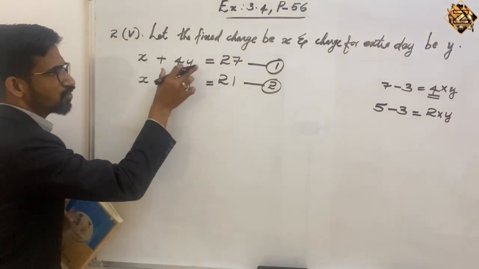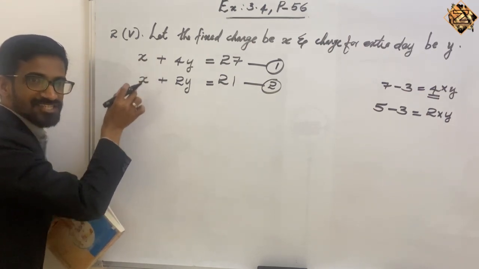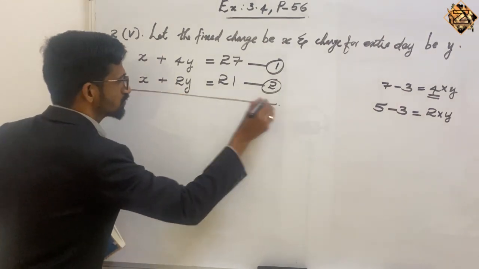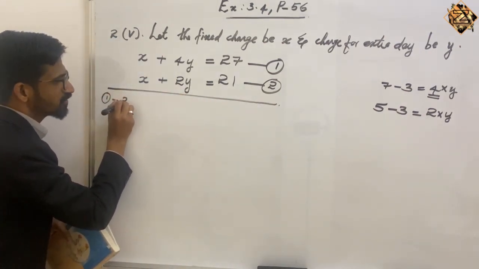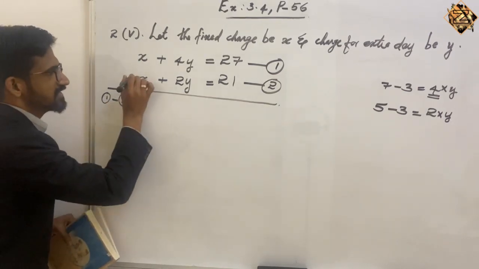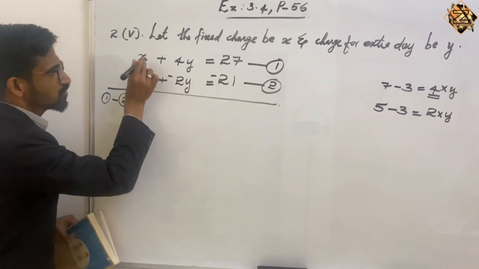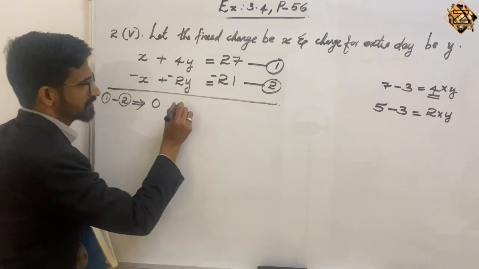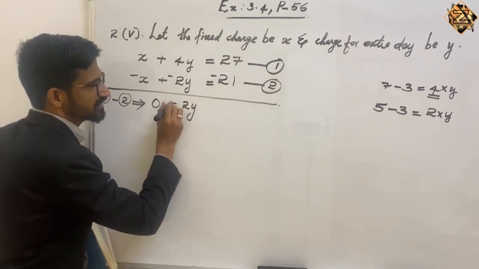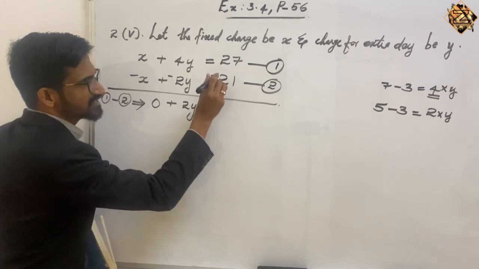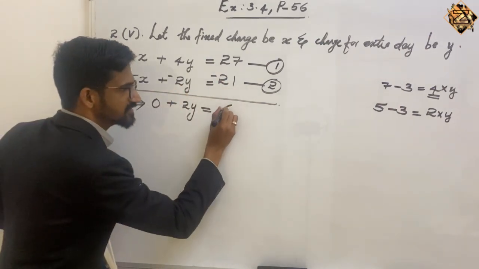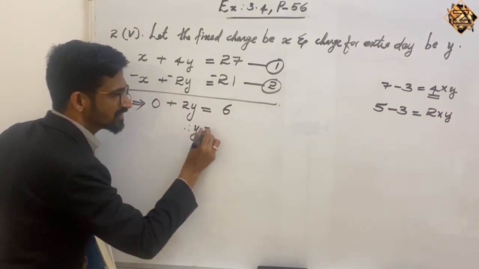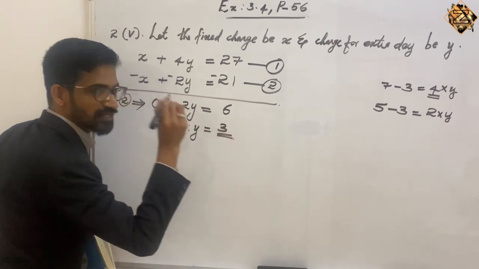Okay students, now when we look at both equations, the coefficient of x is 1 here and 1 here, the same. So we can go straight to subtracting the equations. Equation 1 minus equation 2. We change the sign before subtracting. x minus x is 0. 4y minus 2y is positive 2y, equal to 27 minus 21, that is 6. So 2y equal to 6, therefore y equals 6 by 2, that is 3.